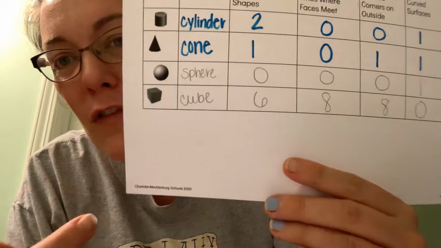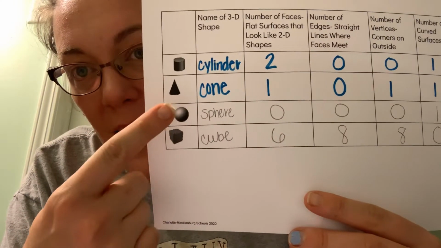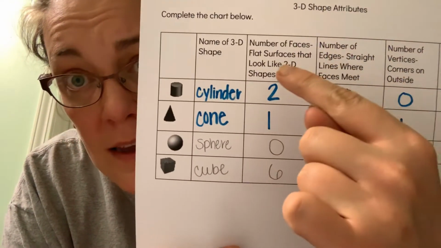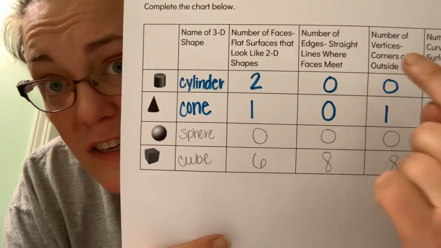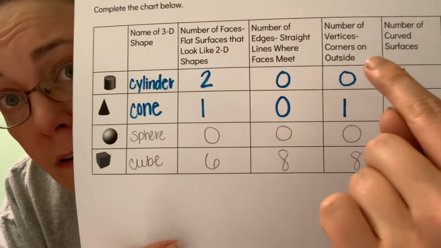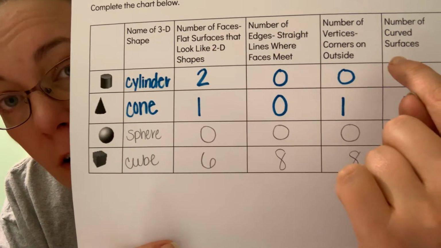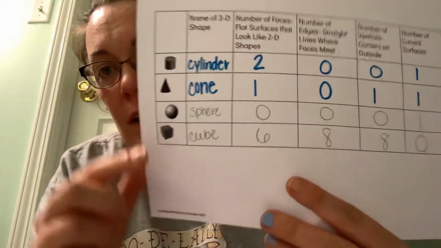Looking at our math page 12, we're going to finish this up for today. We're going to take our things that we found in our shape hunt, like for instance our cubes and our spheres that we find, and we're going to use these shapes to help us with this chart. So spheres, number of faces, number of edges, number of vertices or corners on the outside, number of curved structures as well over here. So we're going to do that for both spheres and cubes.